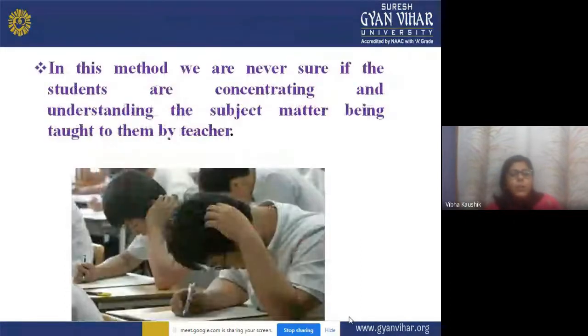Now, the second disadvantage is that in this method, we are never sure if the students are concentrating. When the teacher is using the lecture method, sometimes it is very difficult for teachers to know whether their students are concentrating on listening or not, and whether they are understanding the subject matter being taught by the teacher.